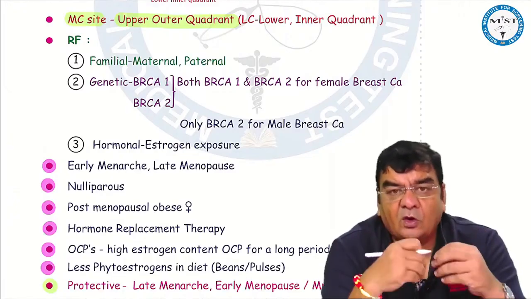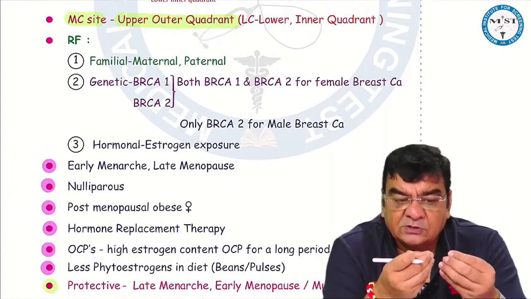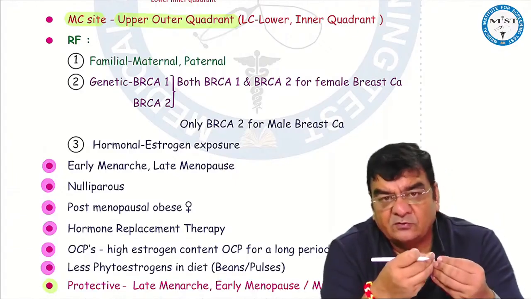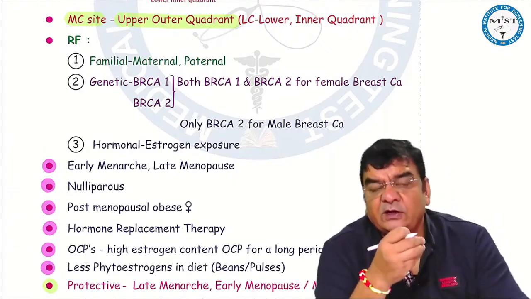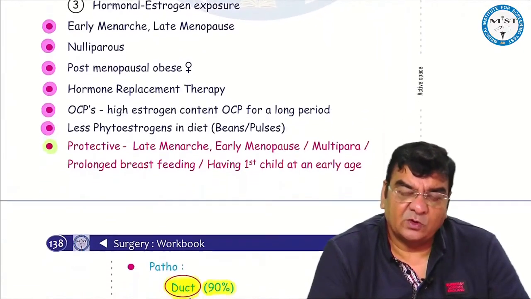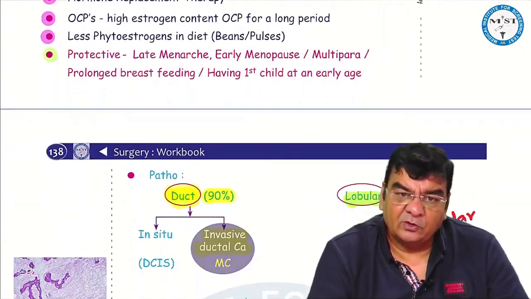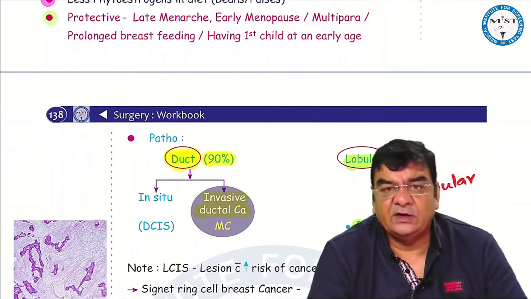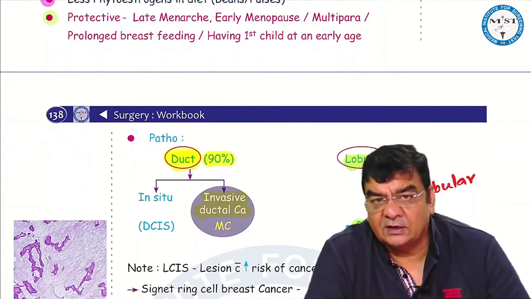hormone replacement therapy after menopause, high estrogen based OCPs taken for a long period of time, less phytoestrogens in diet. That means protective factors for breast cancer would be late menarche, early menopause, multiparity, prolonged breastfeeding, and having the first child at an early age.